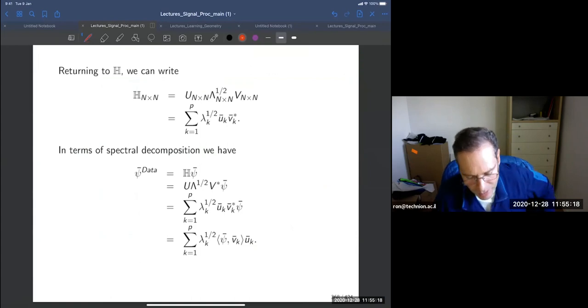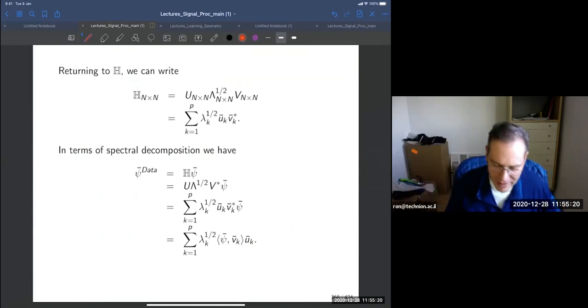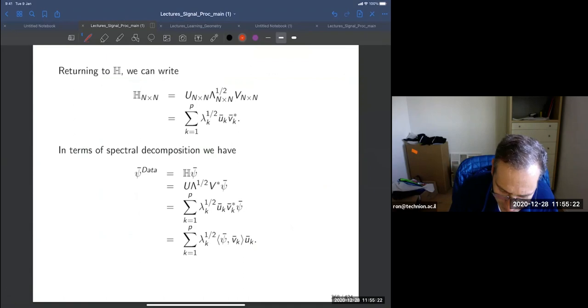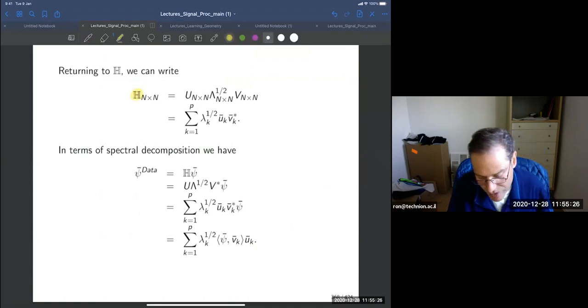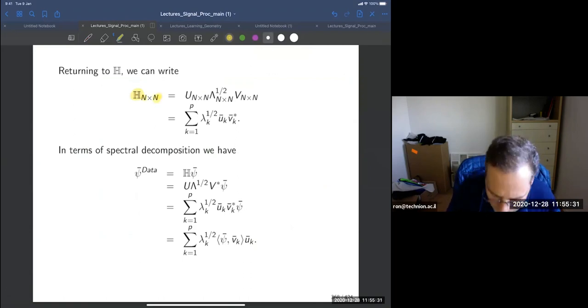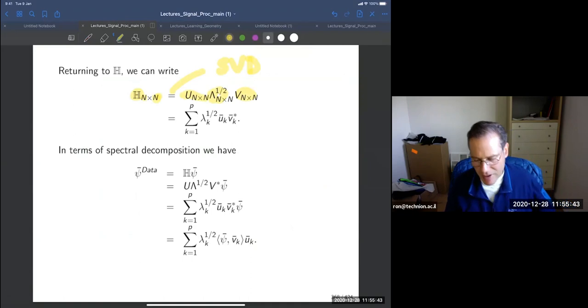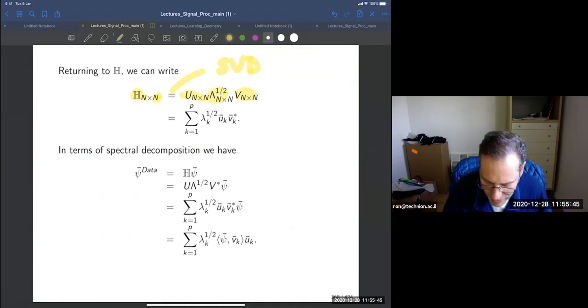Now going back to my filter. I have my filter, and my filter is given as this H of size, for example, n by n. And I do the decomposition of my filter into the eigenvalues, using SVD. These kind of singular values and another basis, complementary matrix. And if I know that the rank is P, then I can write it as such.